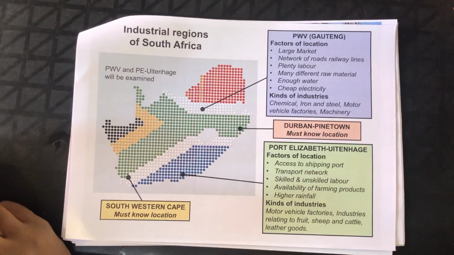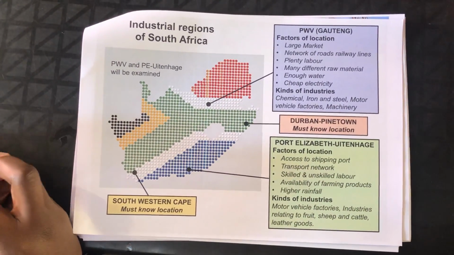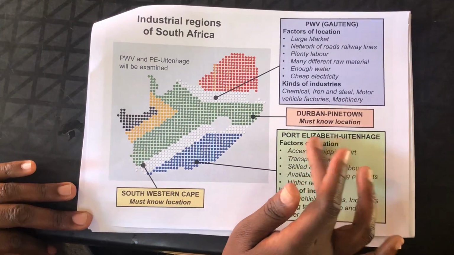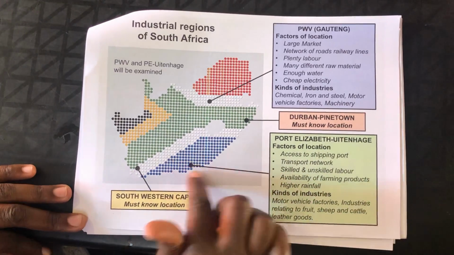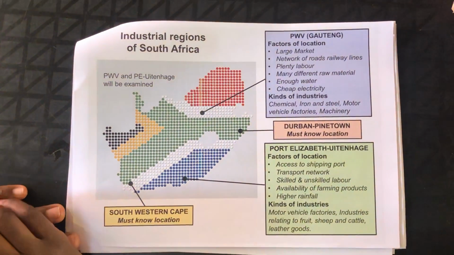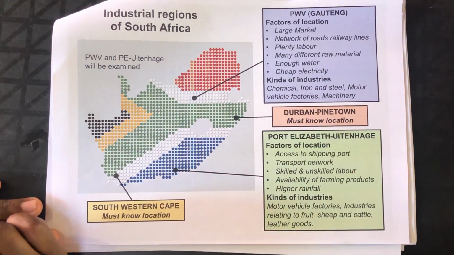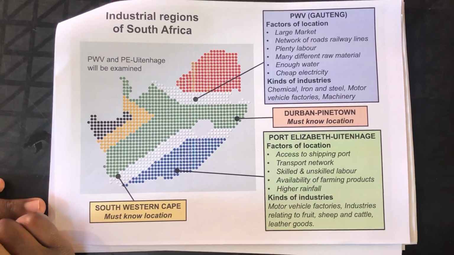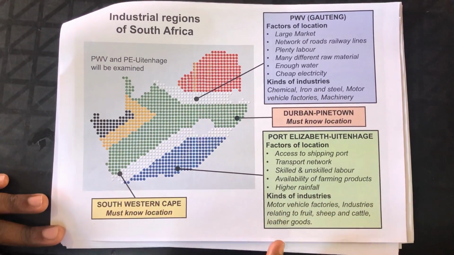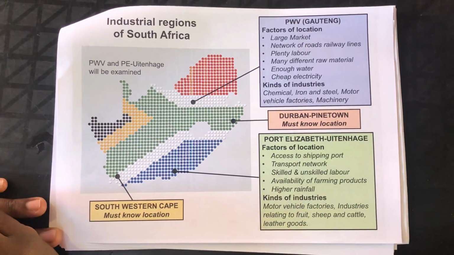What type of industries do we get? The chemical, iron, steel, and motor vehicle industries. Then secondly, we look at the Port Elizabeth industrial factors that favor location there. Here is Port Elizabeth here in Eastern Cape. It is close to a harbor, with very good transport networks. There is availability of skilled and unskilled labor, and availability of farm products and high rainfall. So this has led to motor vehicle industries relating to fruit, sheep, and cattle.